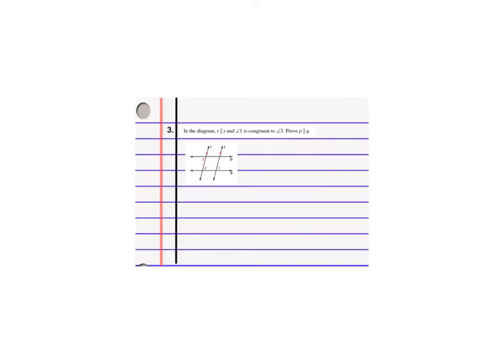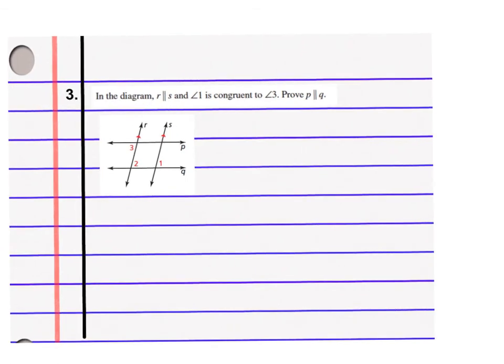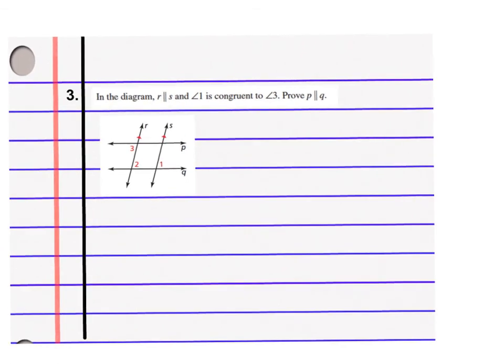We'll try some more. All right, in the diagram, R is parallel to S. So you do need to write the question. R is parallel to S. Angle 1 is congruent to angle 3. Prove that P is parallel to Q. So we do know that our vertical lines, R and S, are parallel because they're marked. We are trying to prove that our horizontal lines, P and Q, are also parallel.